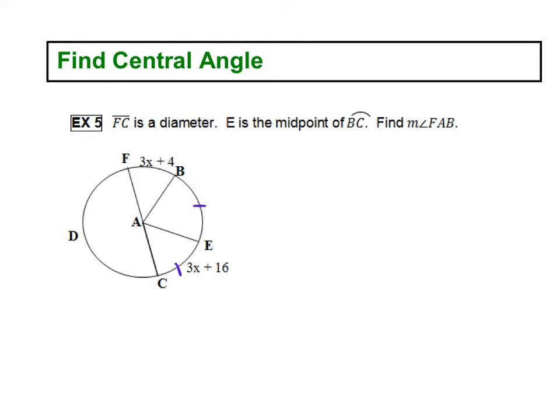be congruent to this arc. So if CE is 3x plus 16, that makes this one 3x plus 16 as well. Find the measure of angle FAB.